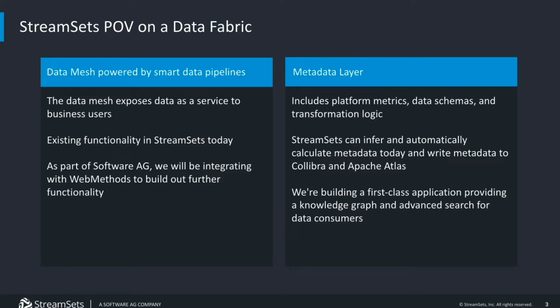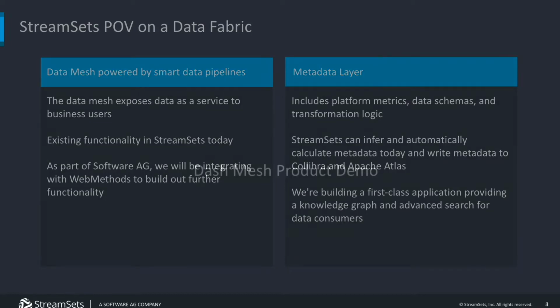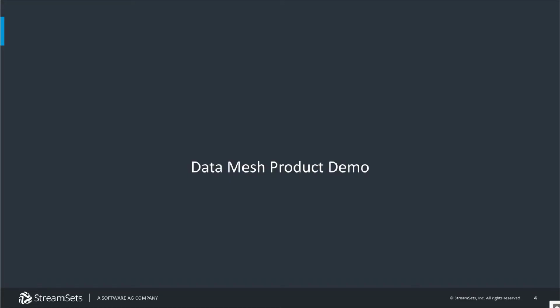StreamSets can infer and automatically calculate metadata and write that metadata to Collibra or Apache Atlas. However, going forward, we're going to be building a first-class application to provide a knowledge graph and an advanced search for data consumers. And later on, we're going to see a mock-up of what that might look like. Now, let's take a look at a demonstration of how to build a data mesh architecture within StreamSets.